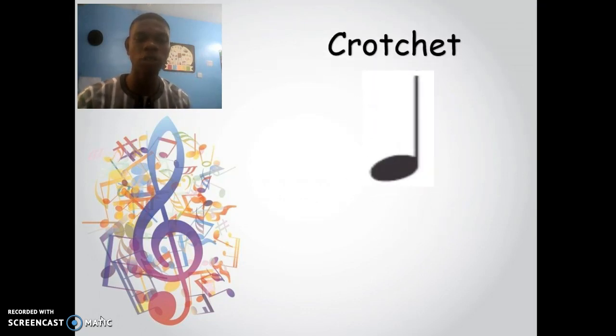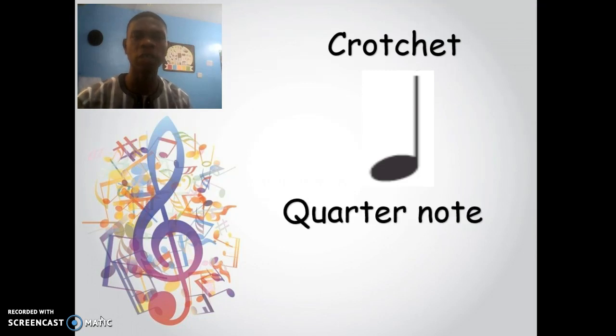The next one is the crotchet note. Crotchet note is called quarter note. It's called what? Quarter note. Good. So it's called quarter note because it has 1 beat. So let's look at the next one.